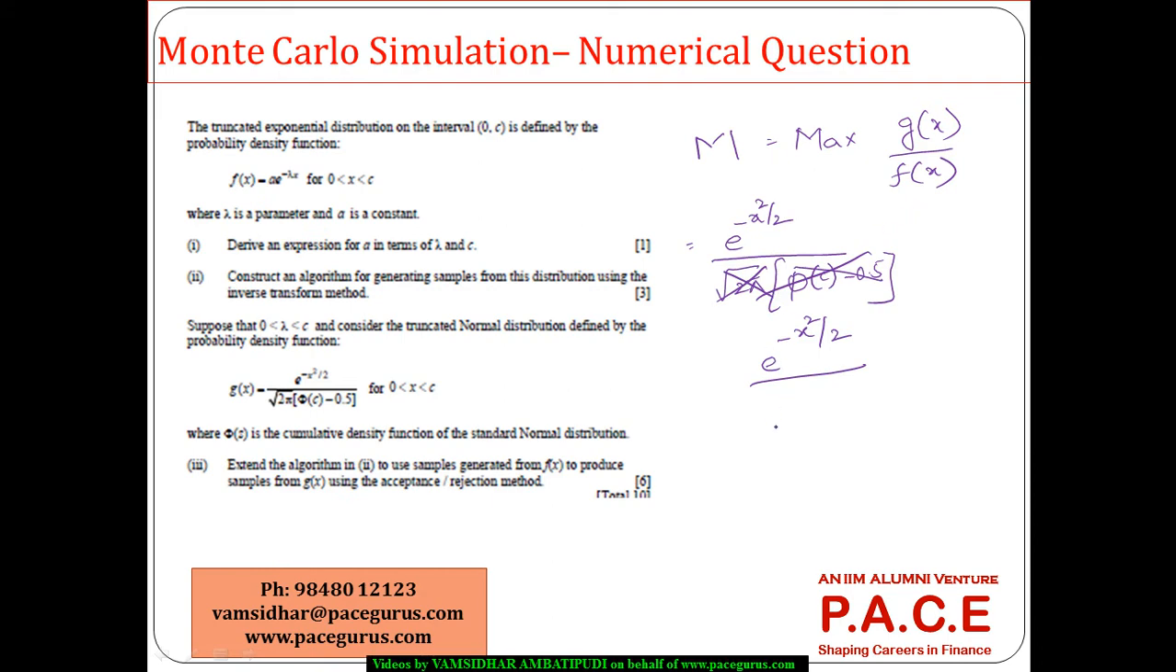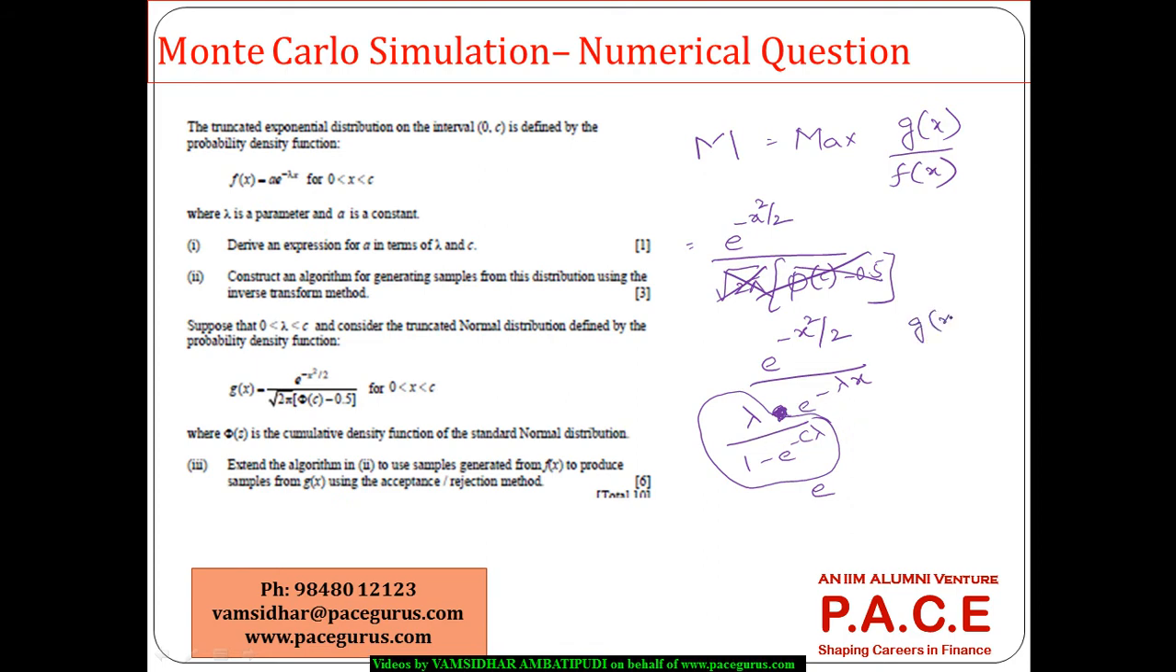And what about f of x? f of x is a e power minus lambda x. And what is the value of a for me? a is nothing but lambda divided by 1 minus e power minus c lambda. Probably I can take this out saying this is a constant. I can even omit this. Even this part is coming out to be a constant, so I'll ignore it.